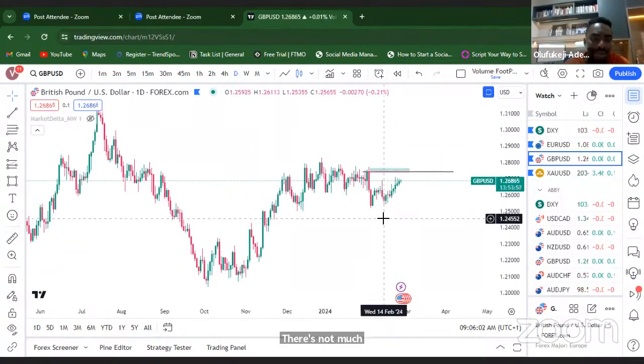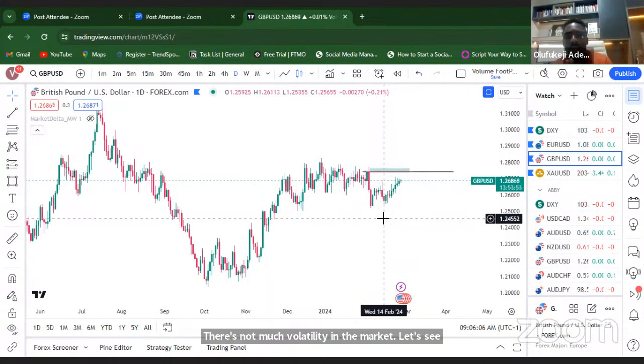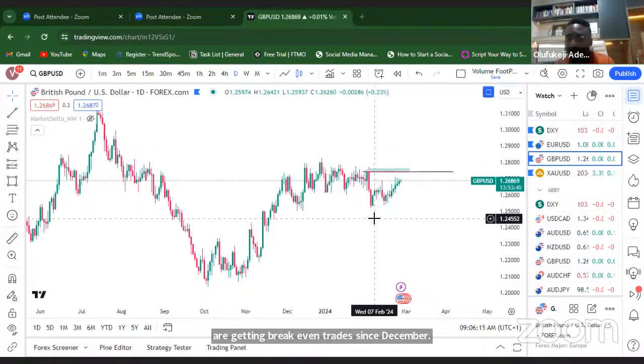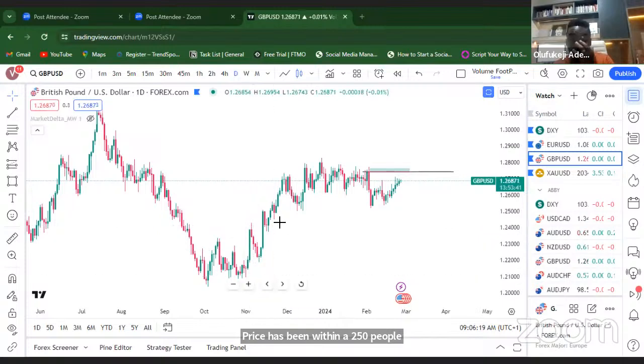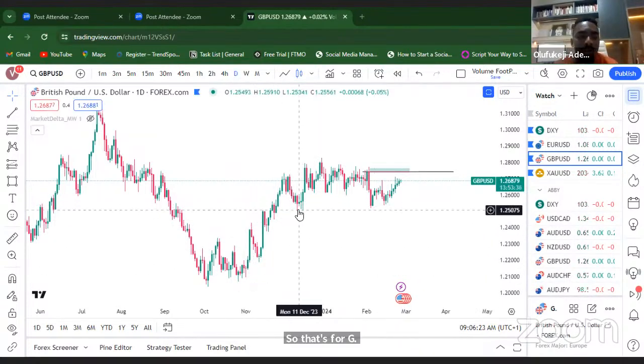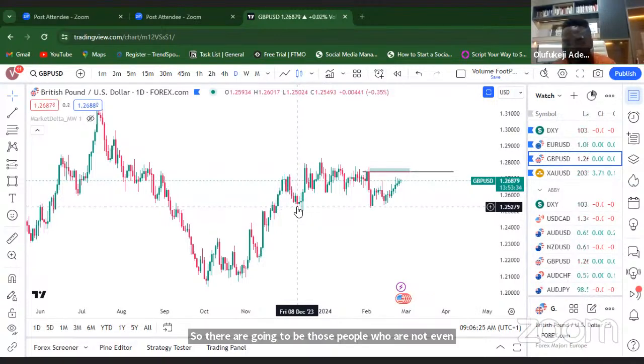I'm saying this so that you can understand why maybe you are getting stopped out or you are getting break-even trades. Since December, price has been within a 250 pip range. That's for GU. So there are going to be those people who are not even going to be doing anything because of this range until they see a clear break.